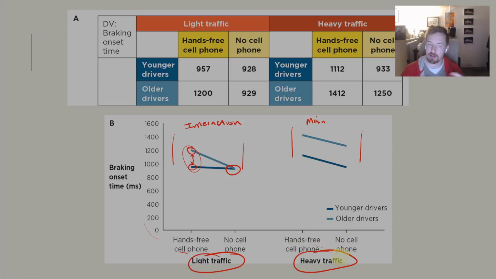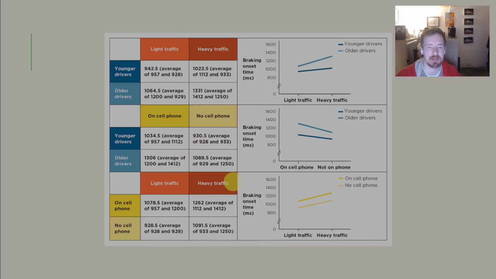But if we were talking about light traffic, cell phones do matter, because if you are younger, it's okay to use hands-free, because that's not going to change compared to if they have no headset. It's just that the older drivers have a slight delay for the hands-free cell phone, but no delay when there's no cell phone. Wow, that's a lot to talk about. And we wonder why these research articles that we read are so long. In order to be so precise, it can take a long time to explain things.